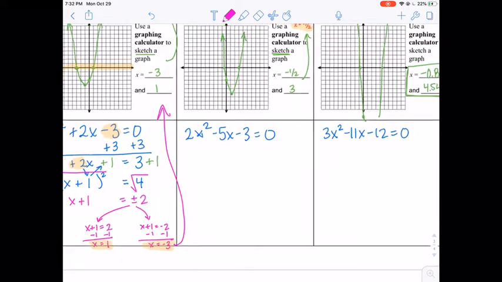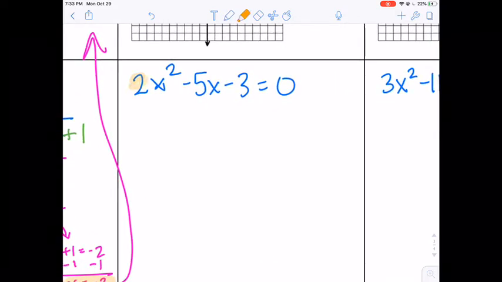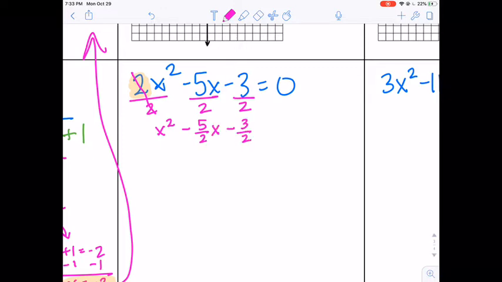So let's take a look at that again. This time we have a 2 in front. And as always, that 2 is going to complicate things. So what I do first is divide the 2 out. I'm going to leave it in fraction form. So this one will cancel, leaving me x squared minus 5 over 2 x minus 3 halves equals 0.